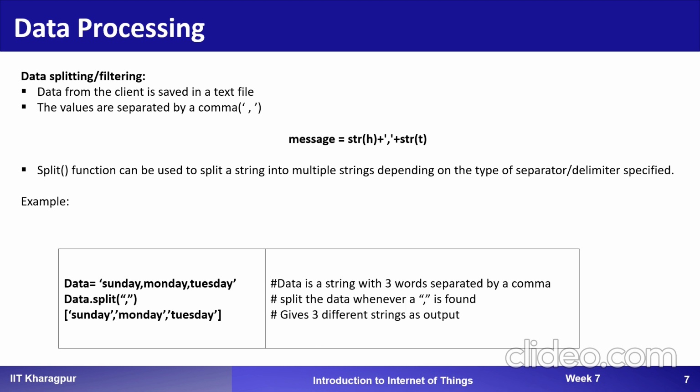This is the syntax of splitting. The split function can be used to split a string into multiple strings depending on the type of separator or delimiter specified. In the split function you have to mention which kind of separator you are using. In this case the delimiter is your comma. For example, data.split. Inside the split function you have to mention the separator you are using. It can be hash, dollar sign, anything.